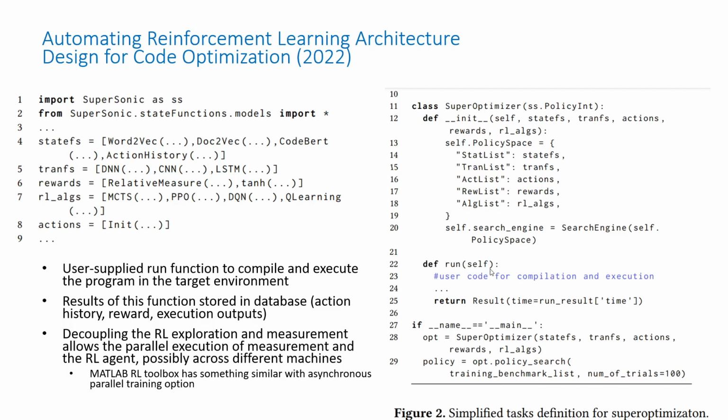The user has to provide a run method to do the actual compilation and execution on the compiler, and basically this result is stored in a database that can contain the action history, rewards, execution outputs. And the author mentions that decoupling the reinforcement learning exploration and measurements allows for parallel execution of measurements and possibly executing across different machines. And this reminds me that MATLAB Reinforcement Learning Toolbox has something similar for asynchronous parallel training as well.